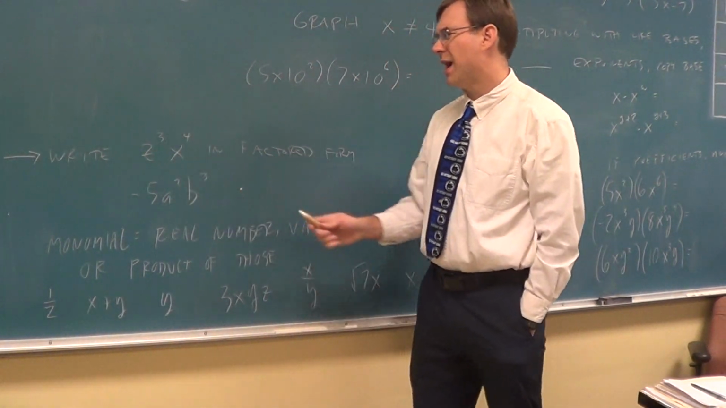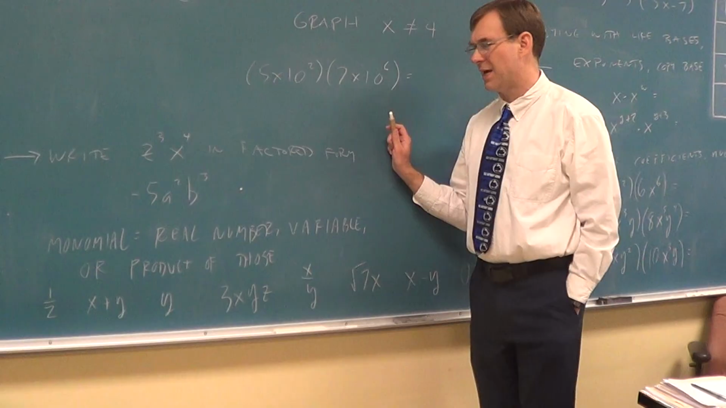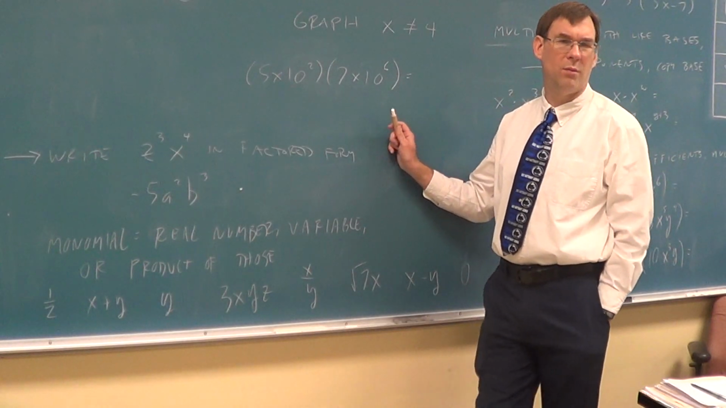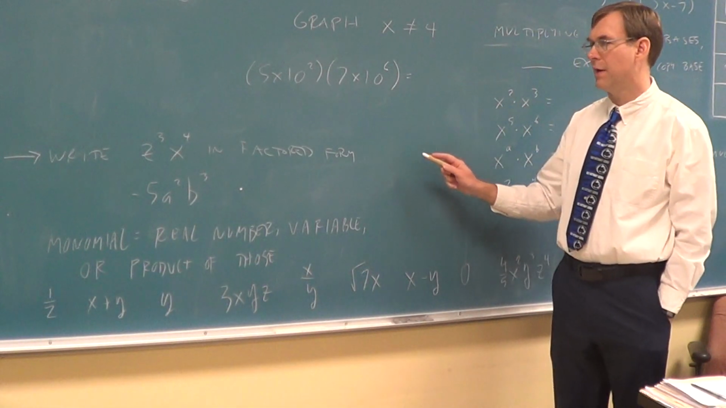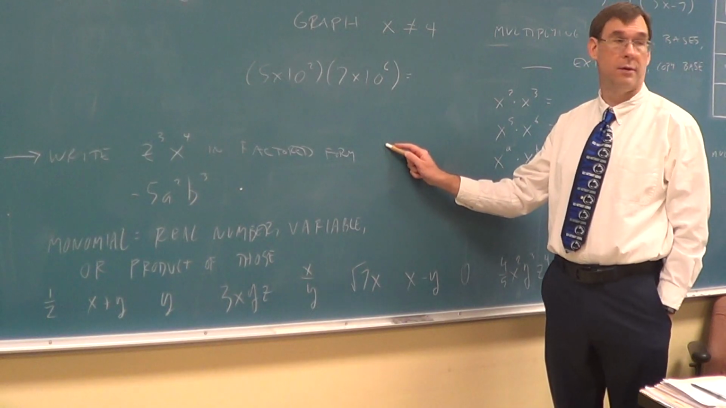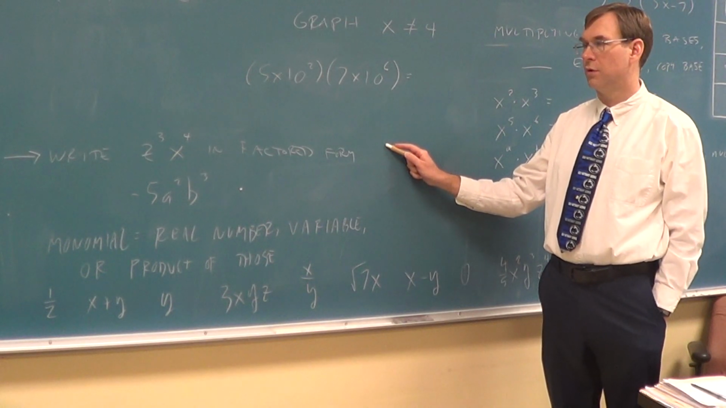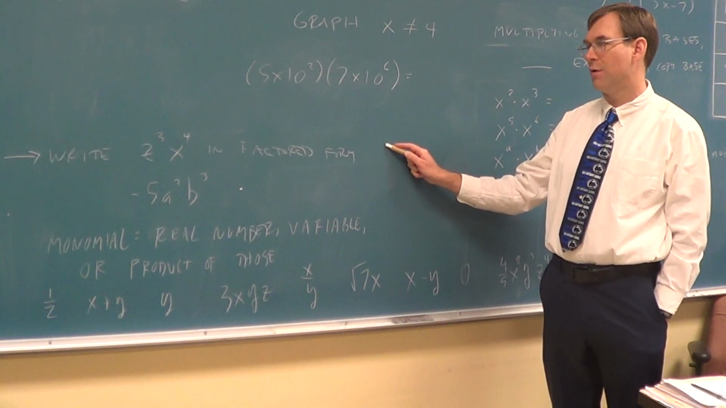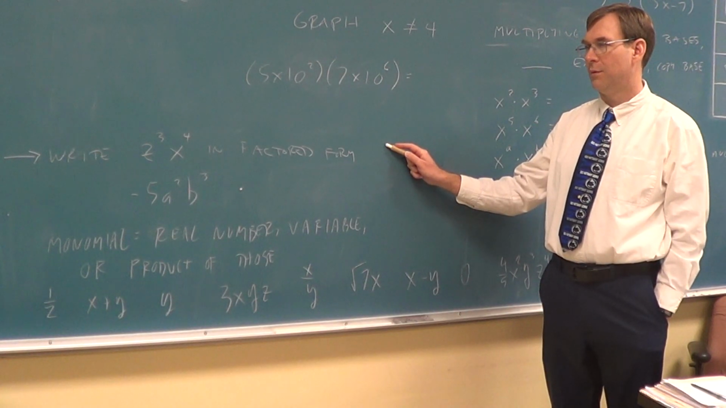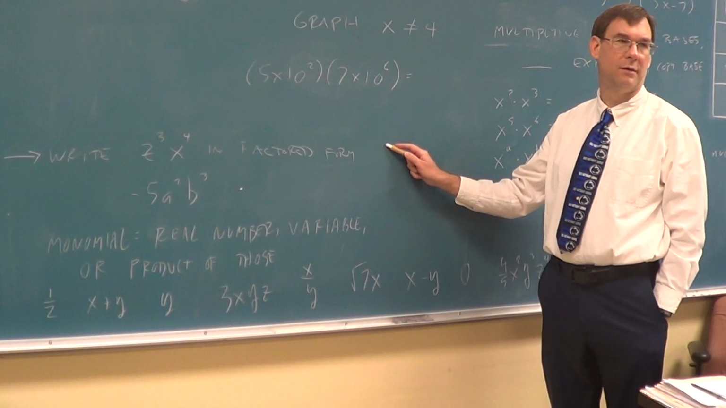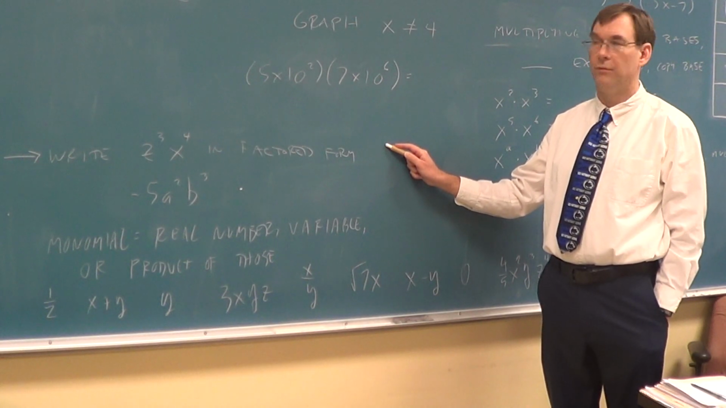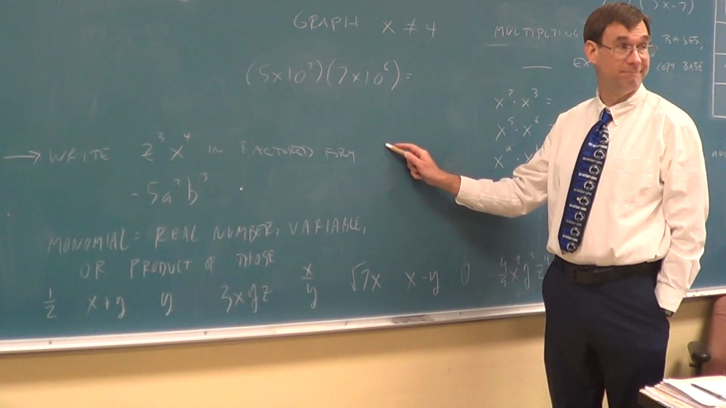Anybody have a thought, if you're asked to write z to the third times x to the fourth in factored form, what that would even look like? I'll give you a hint. It's not hard. What would you write for z to the third x to the fourth in factored form? Z times z times z, x times x times x times x.